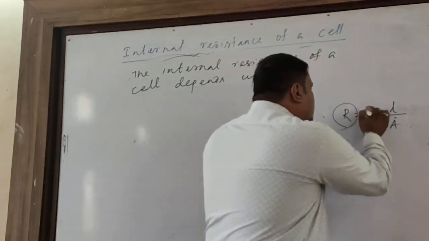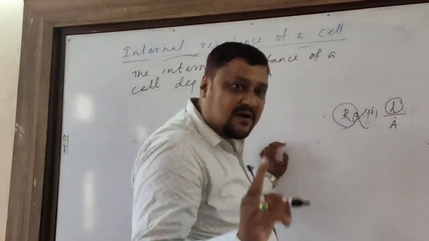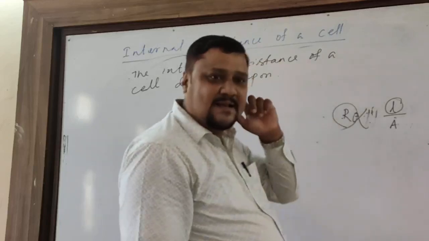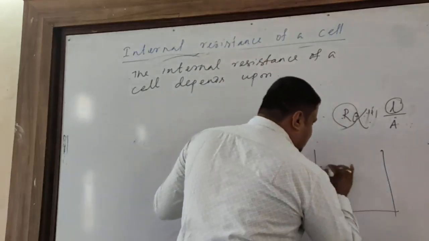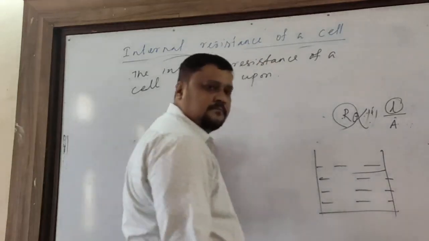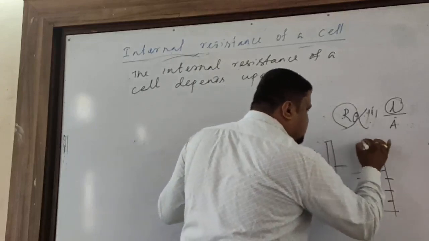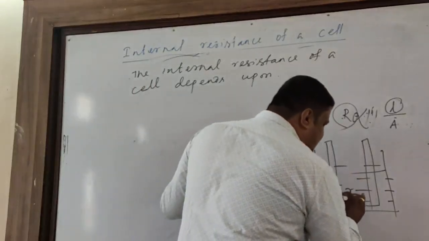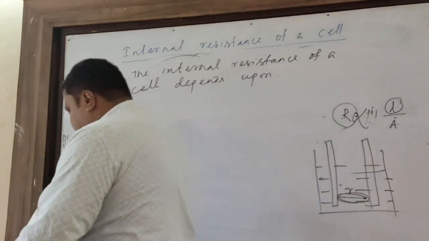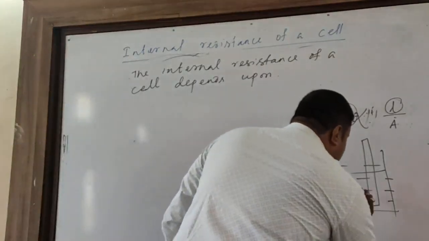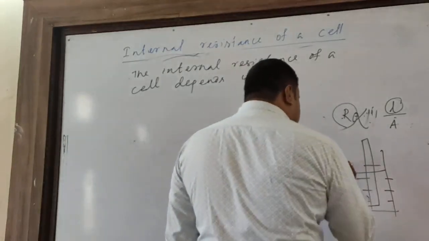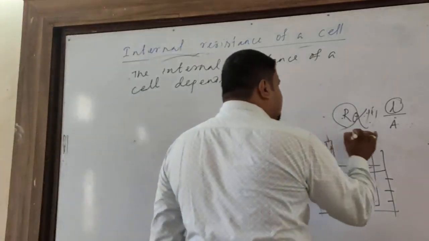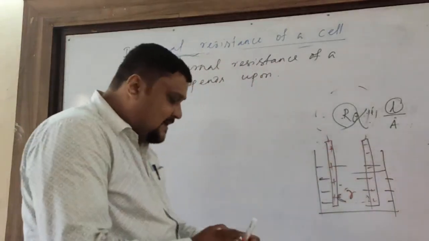So R depends on the length of the conductor and is inversely proportional to the area of the conductor. Here it is the same thing. The length is the electrolyte, and this is the electrode. This part inside the cell is your internal resistance, between the positive electrode and the negative electrode, which are connected. The same concept applies.